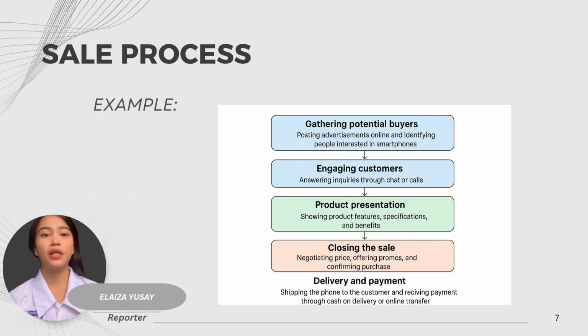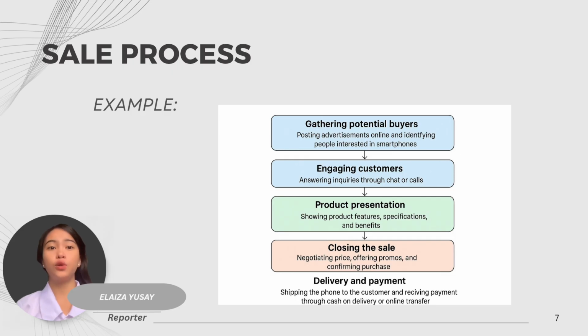So example of sale process, if you are selling mobile phones, first step is gathering potential buyers, posting advertisement online and identifying people interested in smartphone. Step 2, engaging customers, answering inquiries through chat or calls. Step 3, product presentation, showing product features, specifications, and benefit. And step 4, closing the sale, negotiating price, offering promos, and confirming purchase. And lastly, delivery and payment, shipping the phone to the customer and receive payment through cash on delivery or online transfer.